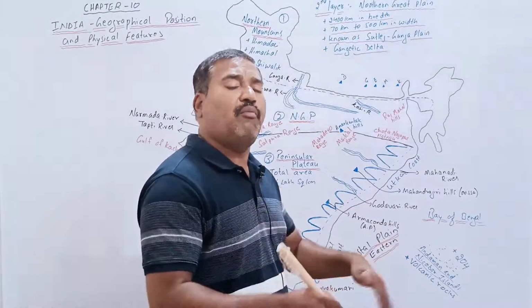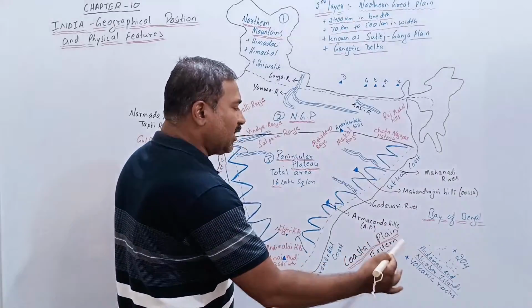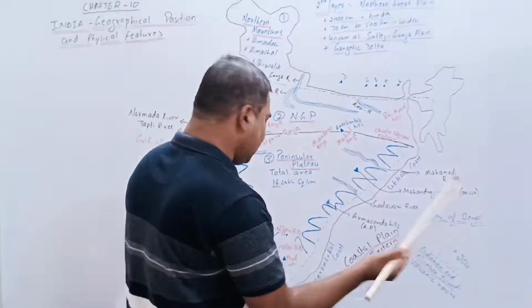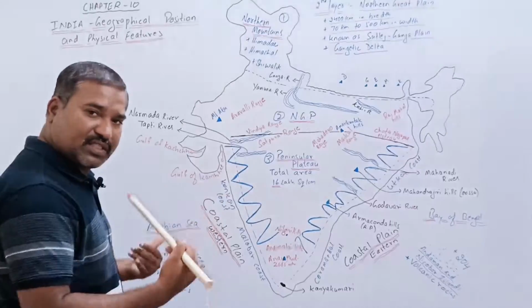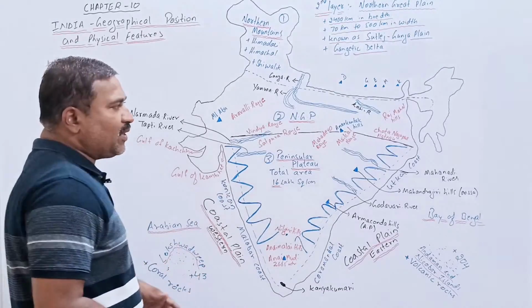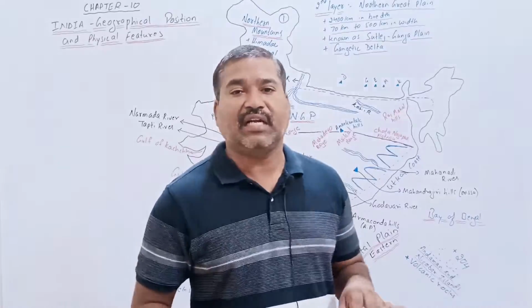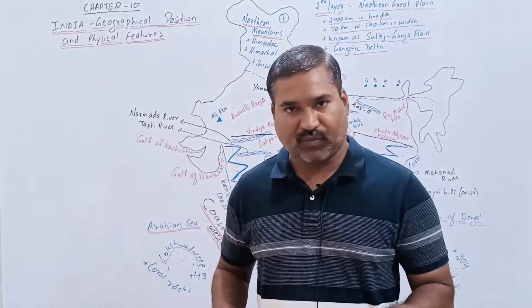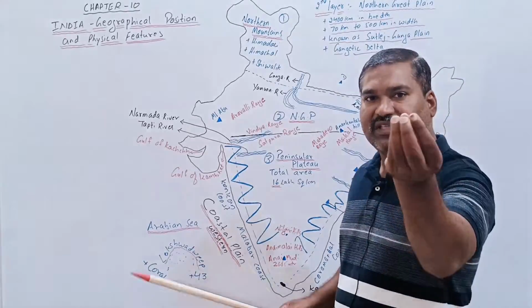Very simple way. Moreover, one more: Andaman Nicobar lies towards the eastern side, Lakshadweep lies towards the western side. So in this way, our four physical divisions are being divided. Okay, so a very small recapitulation within 2 to 3 minutes.